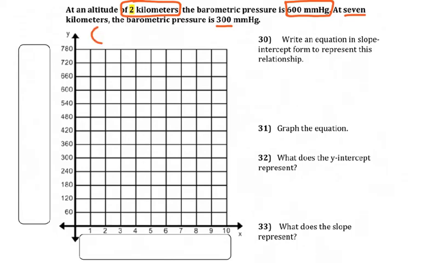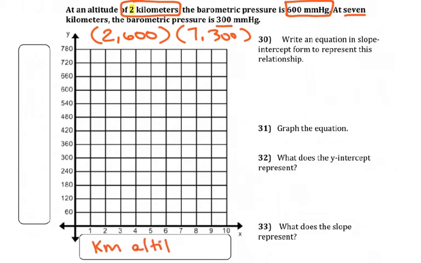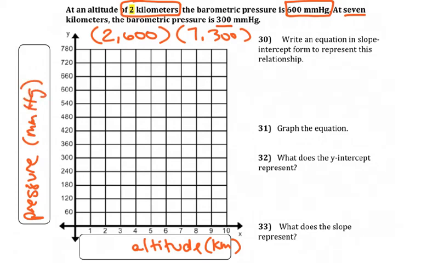Okay, the ordered pairs you should have written were 2, 600. The kilometers are the independent variable. And then 7, 300. Since the kilometers altitude, actually I'm going to write altitude in kilometers, that makes better sense. And then this is going to be the pressure, and that's in millimeters of Hg, which is mercury.